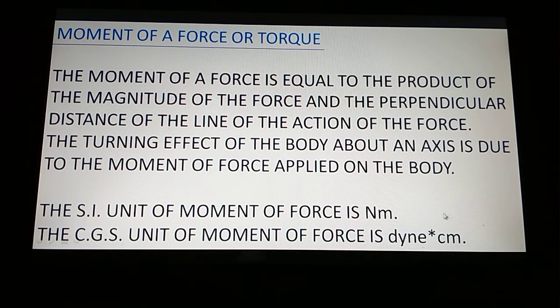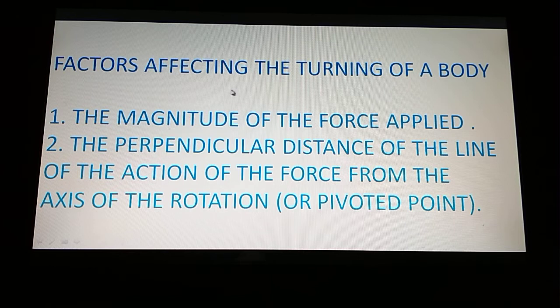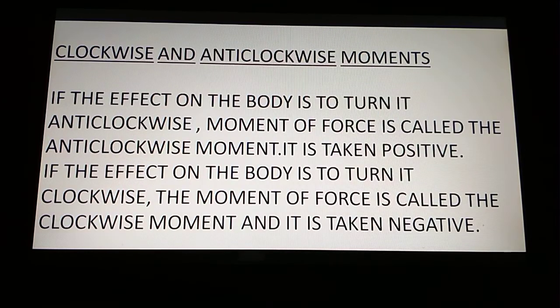Okay, then next is factors affecting the turning of a body. First, the magnitude of the force applied. Second, the perpendicular distance of the line of the action of the force from the axis of rotation or pivoted point. Remember, axis of rotation is also called pivoted point. So the factors which affect the turning of a body are the magnitude of the force applied and the perpendicular distance of the line of the action of the force from the axis or pivoted point.